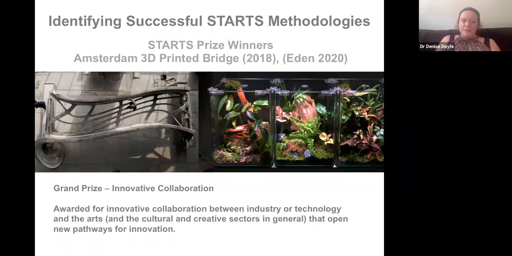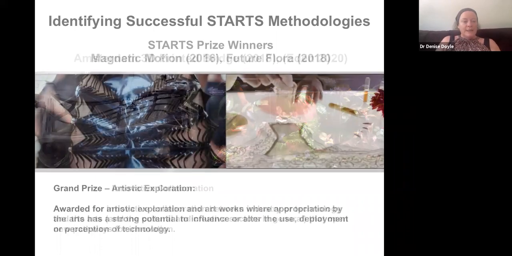And there are 2 categories. One is innovative collaboration and the other is artistic exploration. So for innovative collaboration, it is between industry or technology and the arts that open new pathways for innovation. And the 2 examples here are the Amsterdam 3D printed bridge from 2018 on the left. And if you look really closely, you can see a man walking across quite a precarious bridge, I must admit. And on the right is Olga Kiseleva's Eden project from 2020.